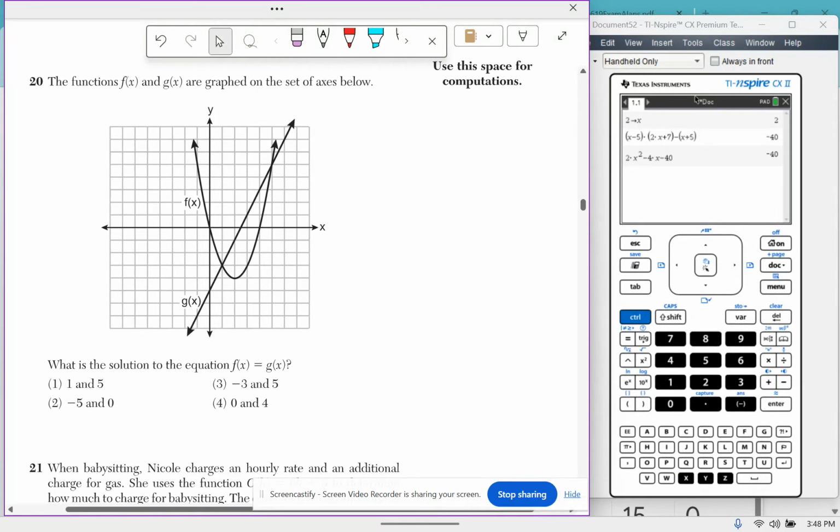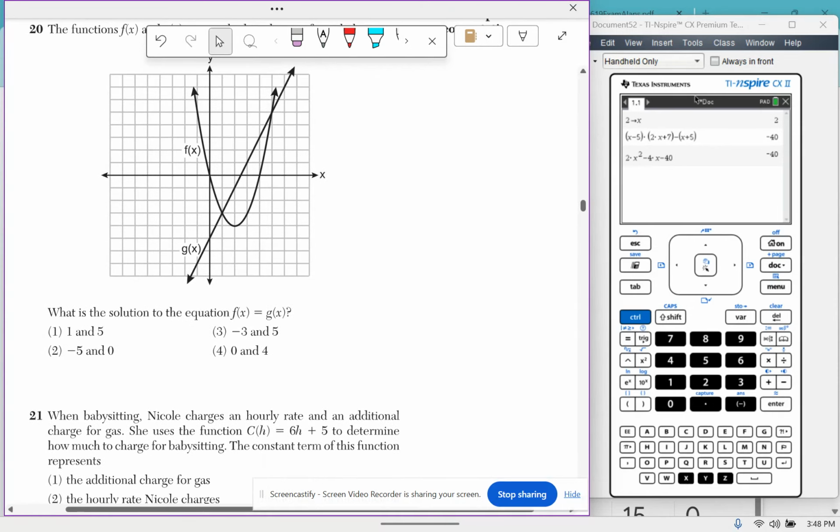Question 20. The functions f of x and g of x are graphed on the set of axes below. What is the solution to the equation f of x equals g of x? The solutions in this case are the x equals. So this point of intersection happens when x equals 1, and this point of intersection happens when x equals 2, 3, 4, 5. So my answers are going to be 1 and 5.